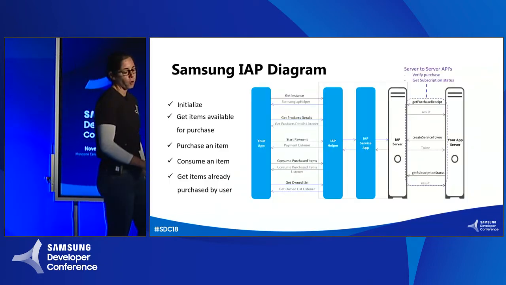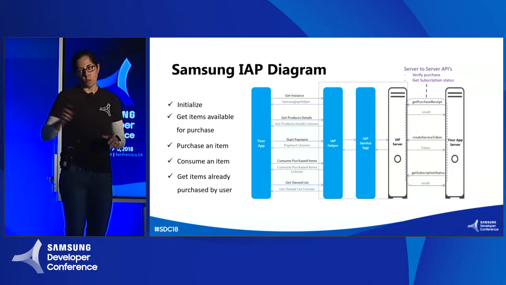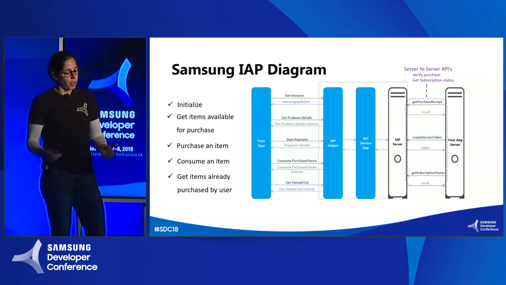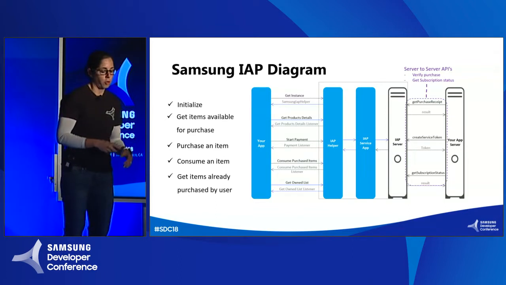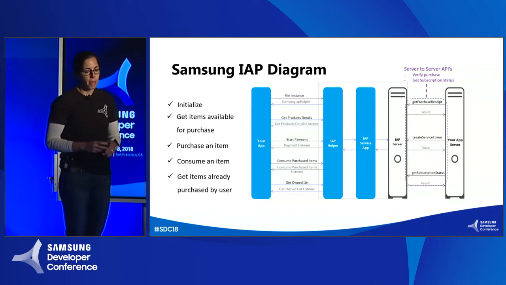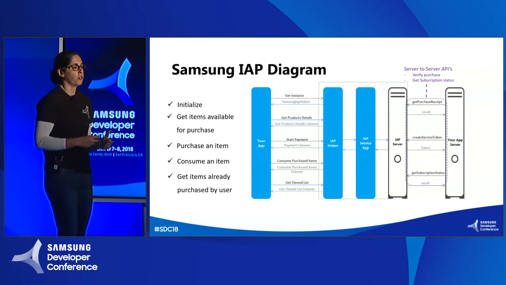A little bit of how in-app purchase architecture is set. Basically, you will have your application. When you integrate the SDK, the Android SDK, and I will talk a little bit more specifically about the plugins for Unity and Unreal, you will actually be integrating with a helper class. That helper class will help you communicate with the in-app purchase service app that is already on all Samsung devices. And that in-app service app will communicate with the in-app purchase server.